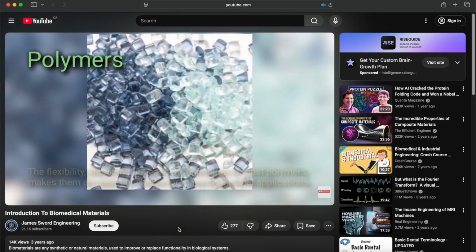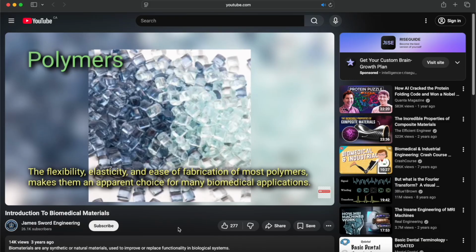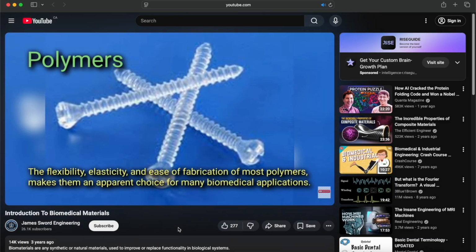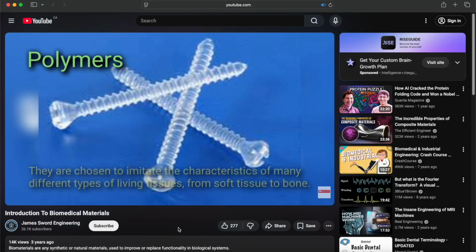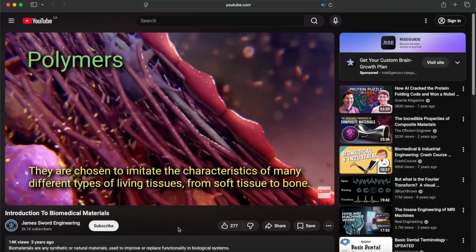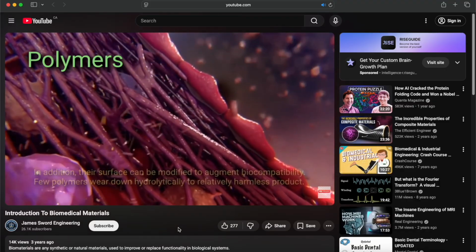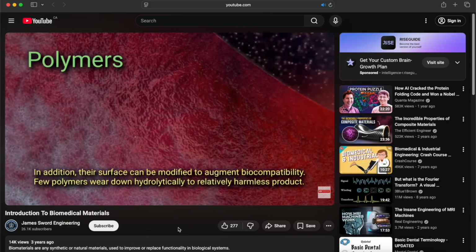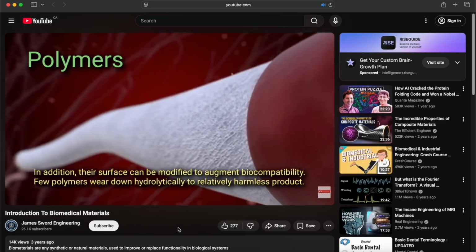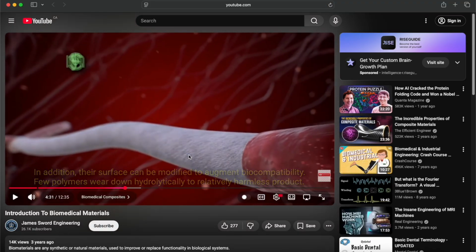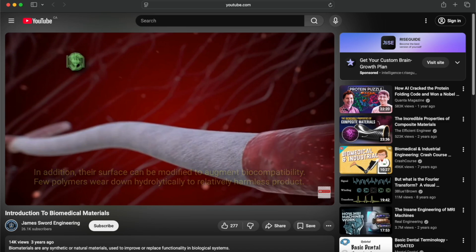Polymers. The flexibility, elasticity, and ease of fabrication of most polymers makes them an apparent choice for many biomedical applications. They are chosen to imitate the characteristics of many different types of living tissues, from soft tissue to bone. In addition, their surface can be modified to augment biocompatibility. Few polymers wear down hydrolytically to relatively harmless product.